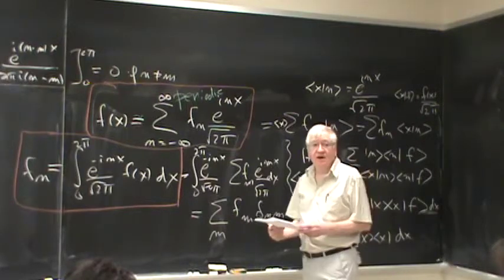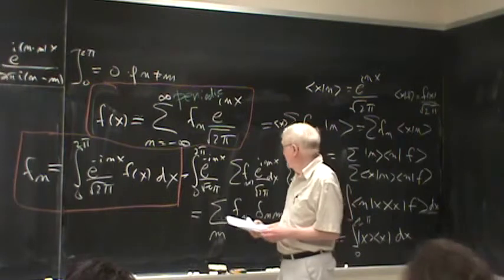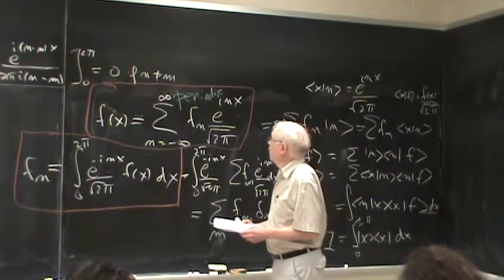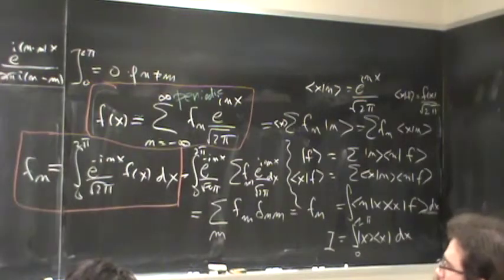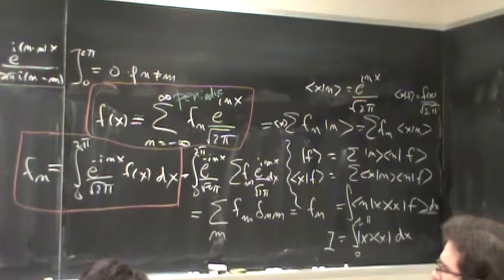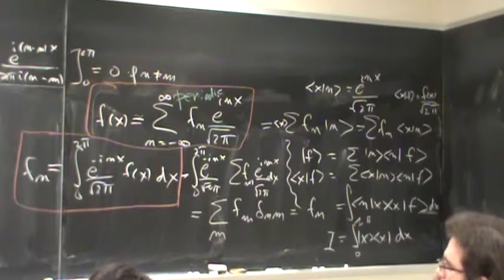Can I ask you, why did you sum the Fourier series? Why are we going from minus infinity to infinity and not 0 to infinity? Well, because our basis functions are e to the i n x for arbitrary integer n, minus 57, plus 43, whatever. Good question.